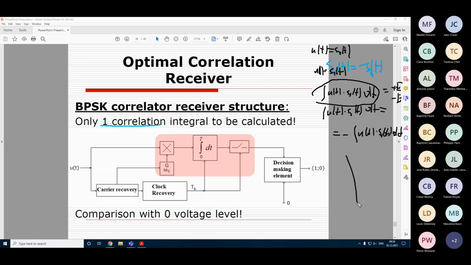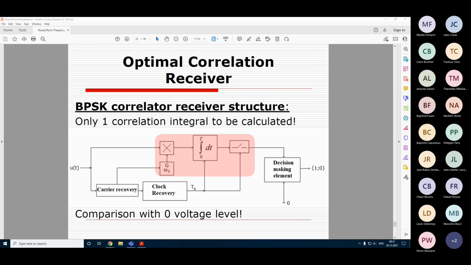In the same way, we now define the threshold. Here we have energy, here we have minus energy, here we have 0, and accordingly the correlation result is going to look like this. Of course, we are going to have some noise, but still we need to decide in these reading time intervals: is it above 0 or below 0? That's the decision-making element, and accordingly the result is 1 or 0.